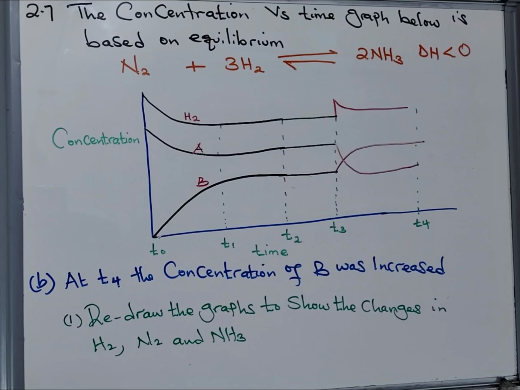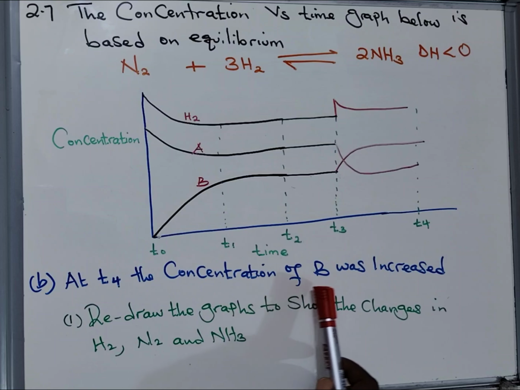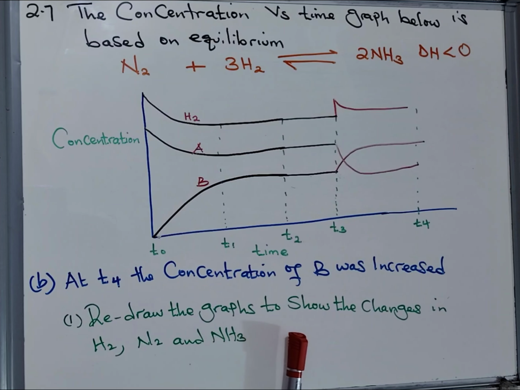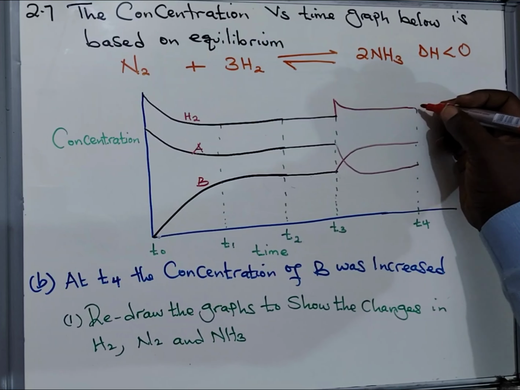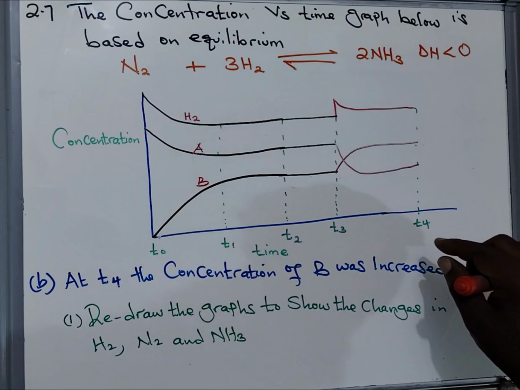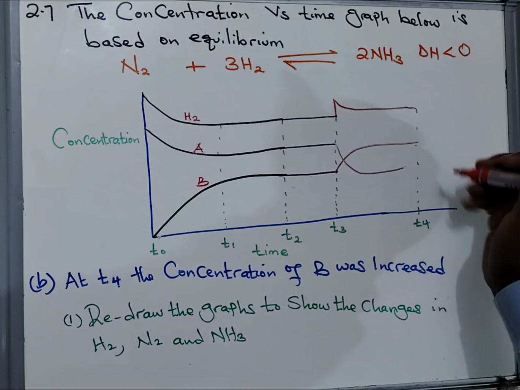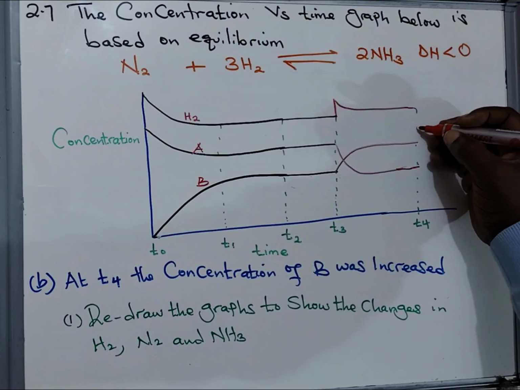Yeah, then comes this question. It says that at T4, which is this time, the concentration of B was increased. They say, let's draw the graphs to show the changes in hydrogen, nitrogen, and ammonia. So we are here now. And what are we saying? Concentration of B is being increased. So when you look at here, which one is our B? You trace it, it's here.